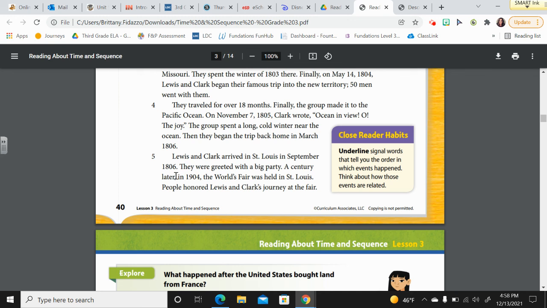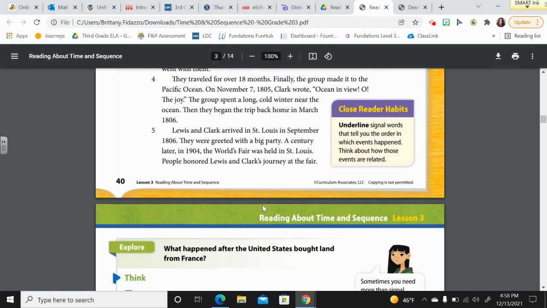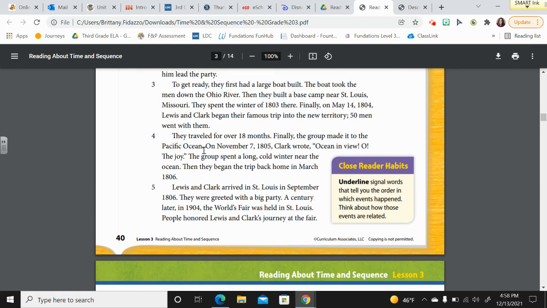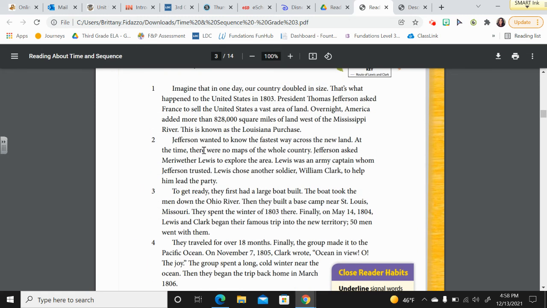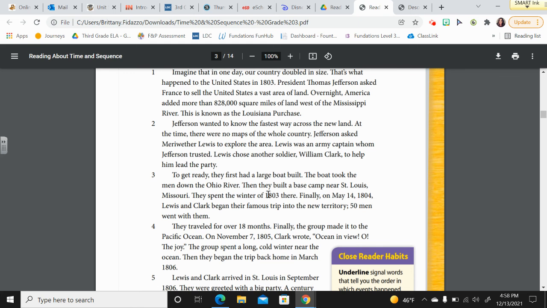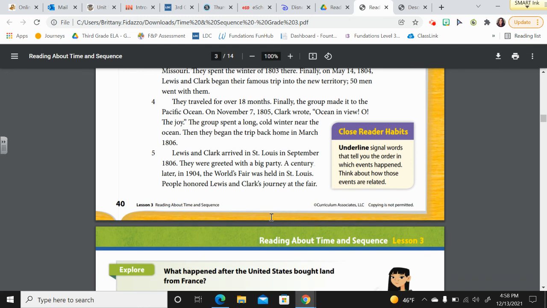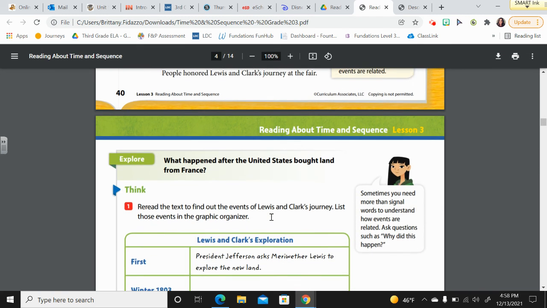A century later, okay, I hope you know what a century means. A decade is 10 years. A century is 100. Just like there are 100 cents in a dollar, a century has 100 years in it. So a century later in 1904, the World's Fair was held in St. Louis. People honored Lewis and Clark's journey at the fair because look how long it took them from 1804, right? Didn't they start their journey right here? Technically, in 1803, they were gone from their families and friends back home because they were spending the winter in Missouri there. So from 1803 until 1806, that's a long time to be away. Very interesting, though. They were very famous explorers that I'm sure you will learn more about in history class in the future.